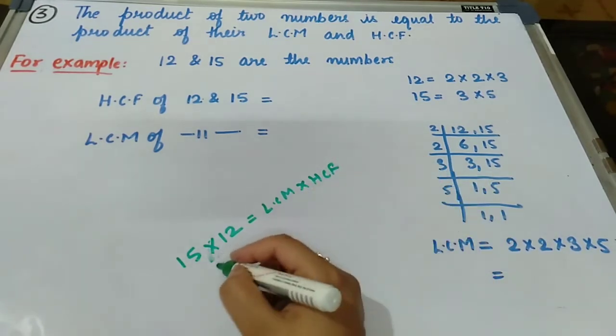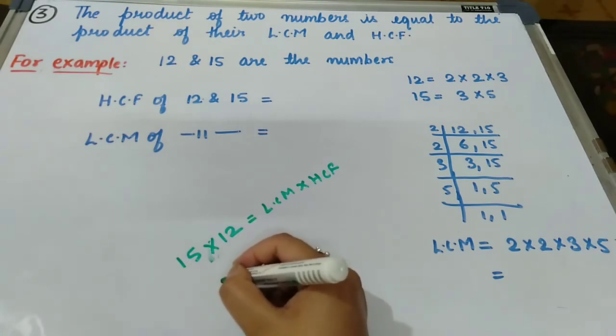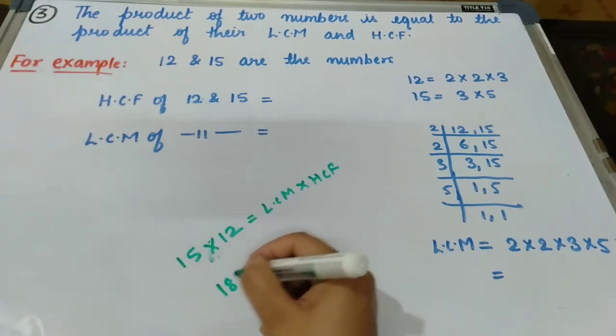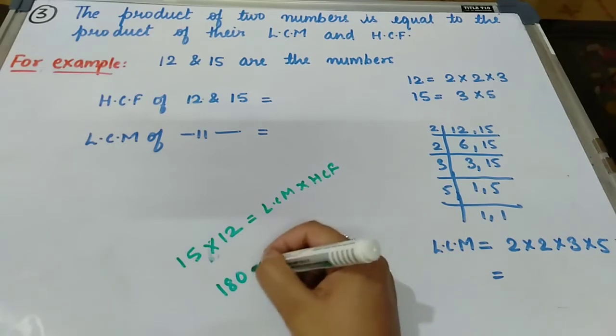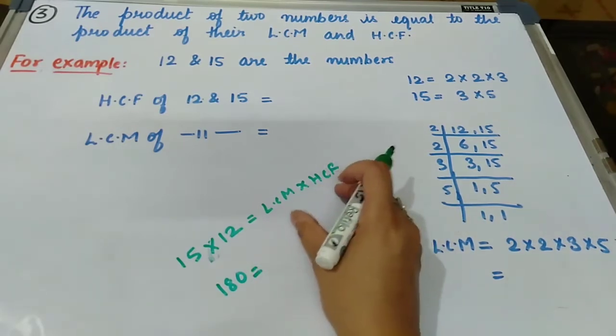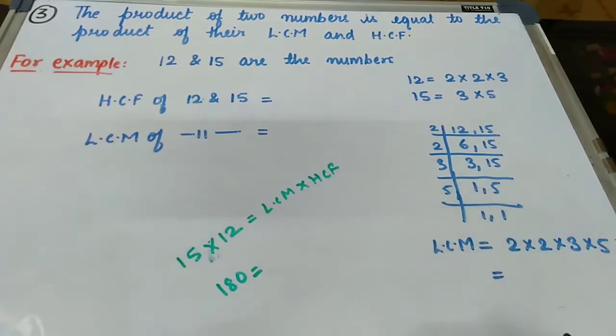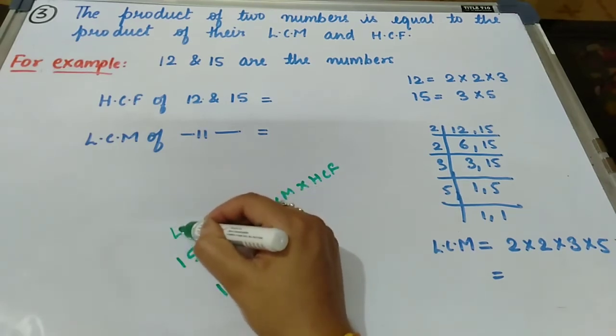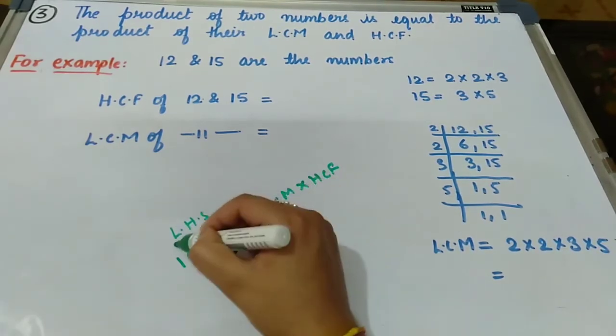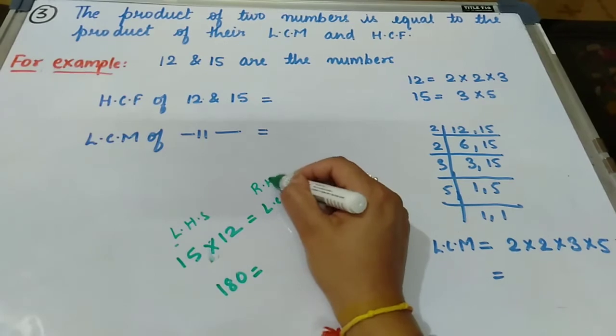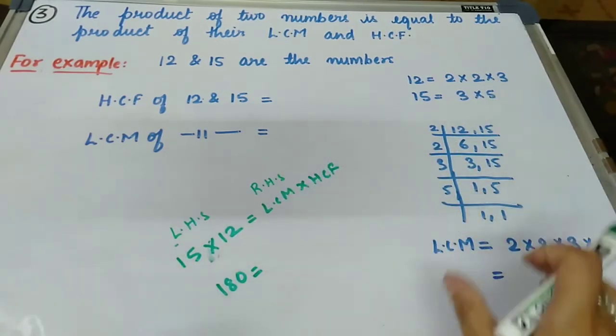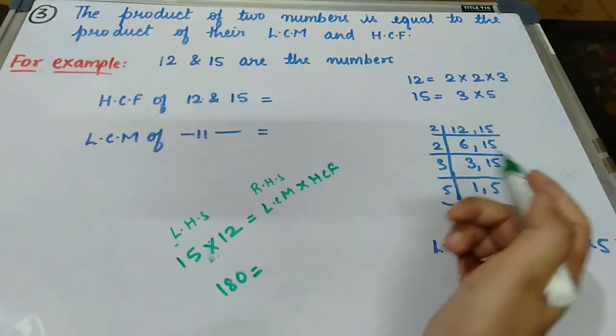Now 15 into 12 is what? 15 into 12 is 180, when we will multiply. Now let us see whether the LCM और HCF 180 के इक्वल है या नहीं है. Let us consider this as LHS, left hand side, and this as RHS. So we will first see the LCM and HCF of these two numbers.